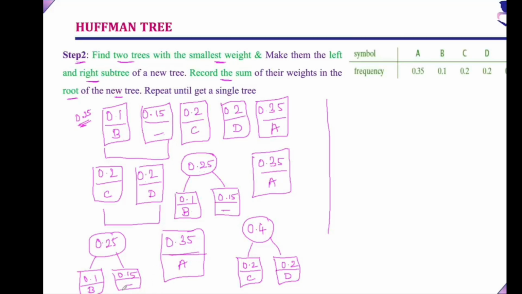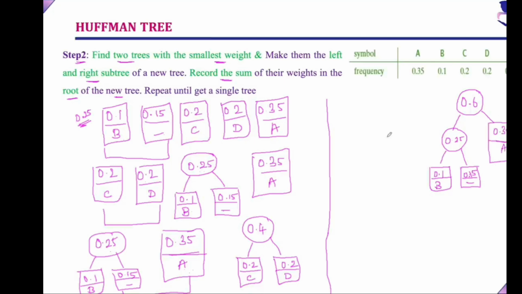So now these two will be the smallest weight. Add these two trees. So now if you are adding in the sense, you will get 0.25 plus 0.35, you will get it as 0.6. So 0.6 will be at the root, and the left subtree will be this one, that is 0.25, with B it is 0.1, and underscore it is 0.15, and then this will be at the right subtree, that is 0.35 A. Now its sum is 0.6 and this one is 0.4.